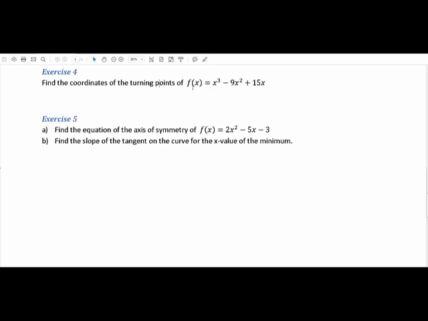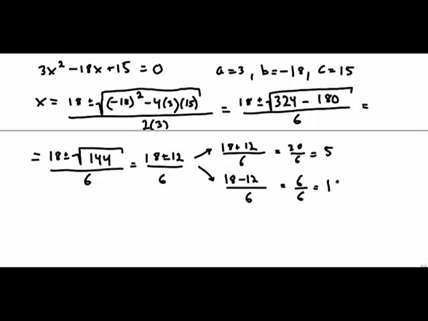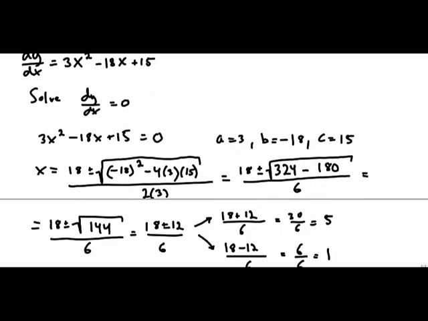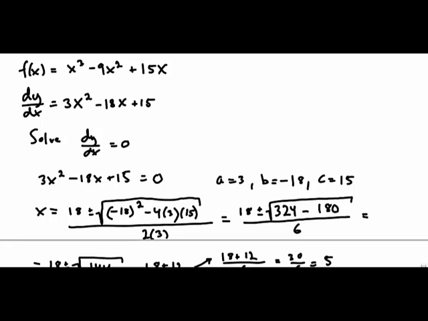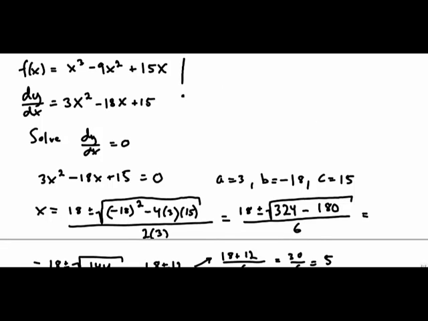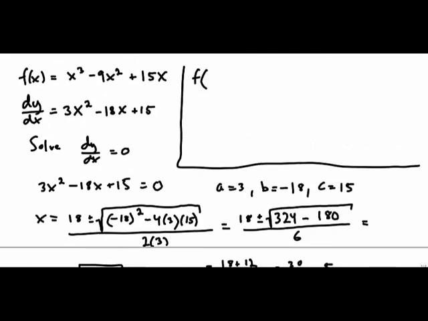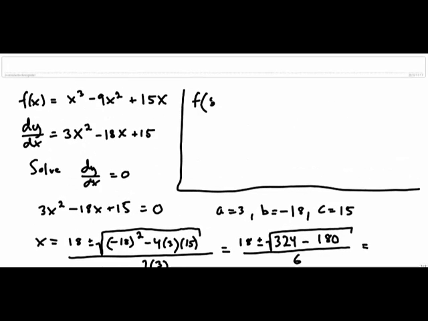Now back to the question. Find the coordinates of the turning points. Okay, so we have the x values. We would like to have the y values now. So we just have to plug in these values into the main function. This is the function x cubed minus 9x squared plus 15x. So let's find f of 5 and f of 1.